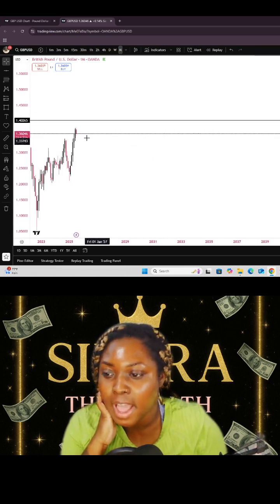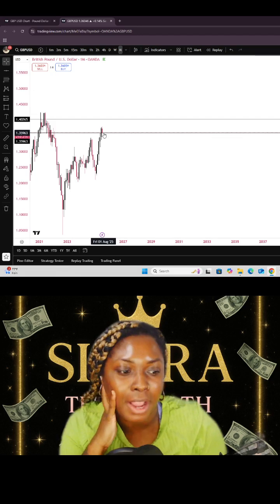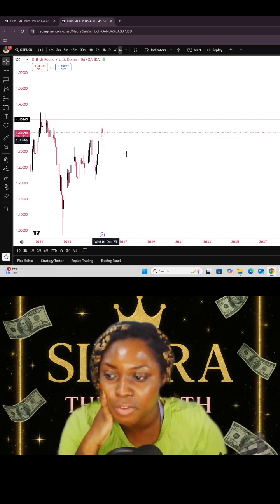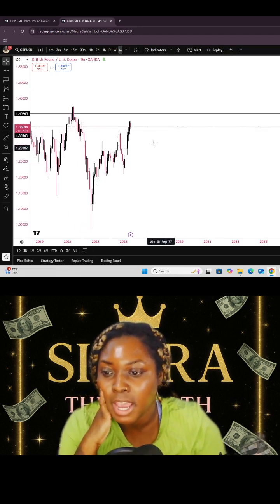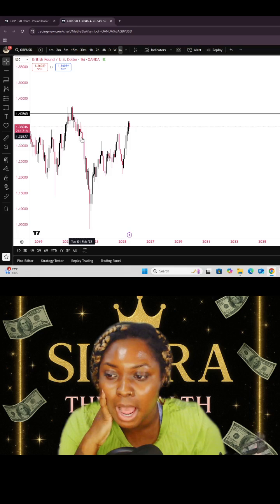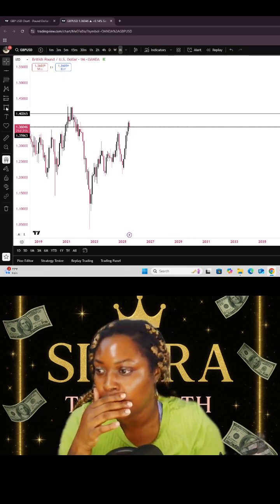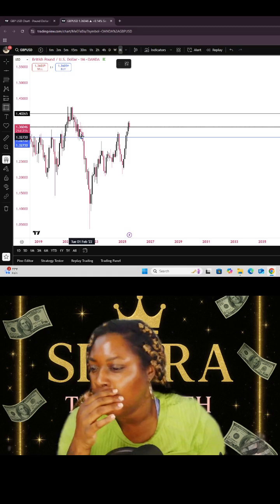So now I have price boxed between two zones. Okay. One above, one currently on price. And then I want to look and see if I can find a zone underneath price. And as I'm looking to my left, the first thing that pops out in my eye is this fair value gap right here. So I'm going to mark this fair value gap.